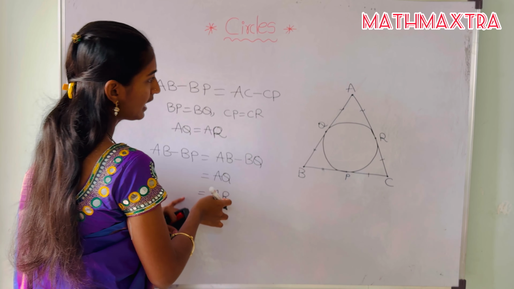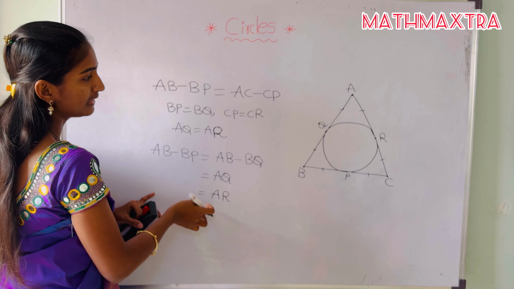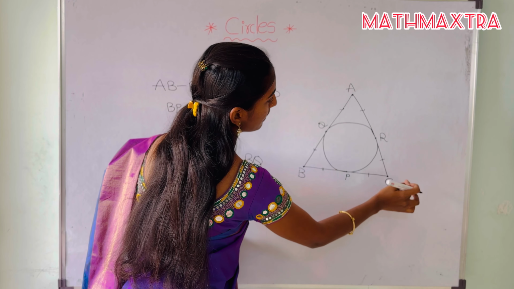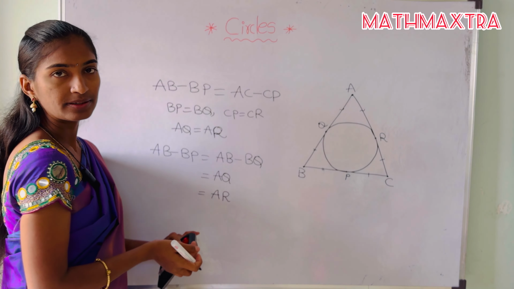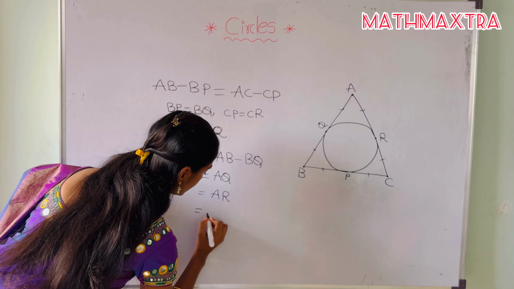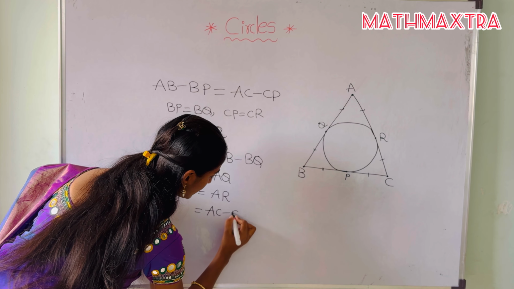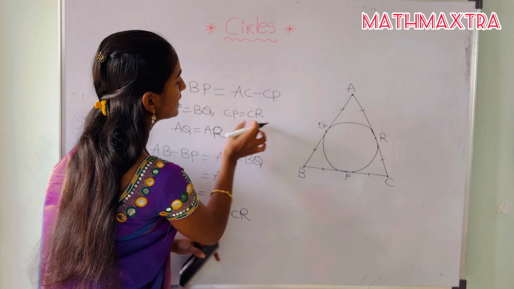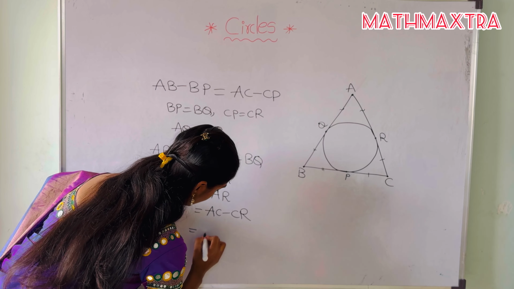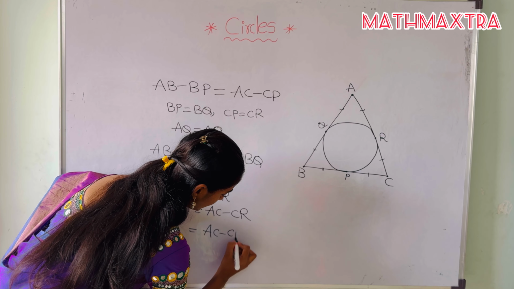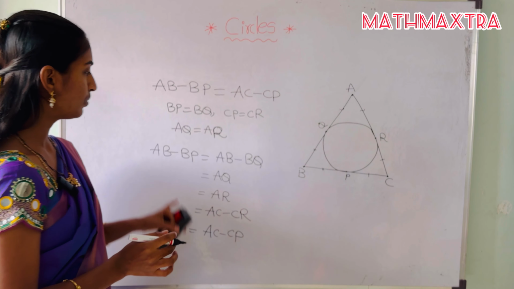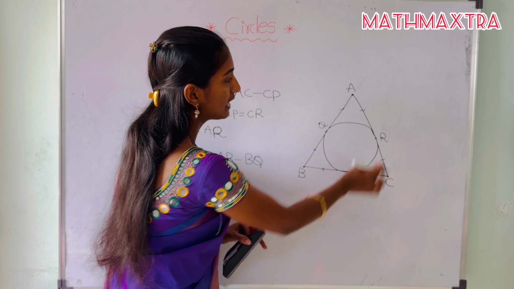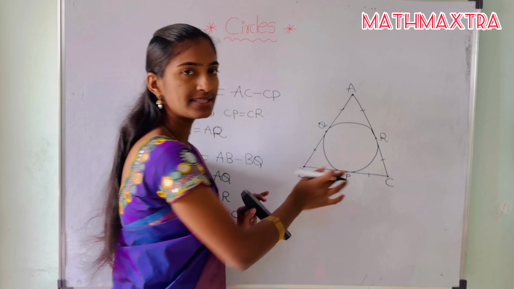Now this AR we can write as AC minus CR, isn't it? So which is equal to AC minus CR. And we know that this CR is equal to CP, isn't it? So AC minus CP. So finally we have proved that this AB minus BP is equal to AC minus CP.